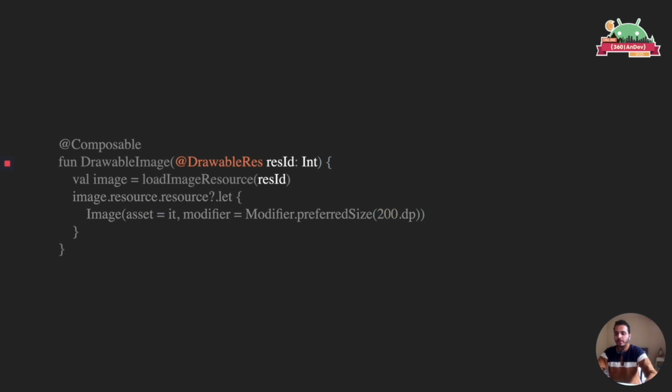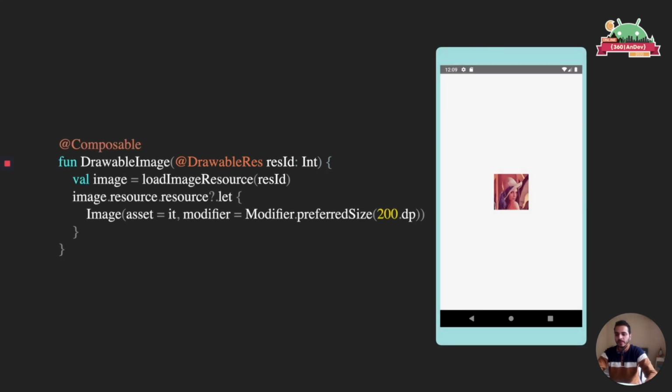Like we did before, we will try to make this composable function more generic by passing any drawable resource, and then we should be able to render it. Let's try and run this app and see what we see using this composable. We see that the image successfully loads now.